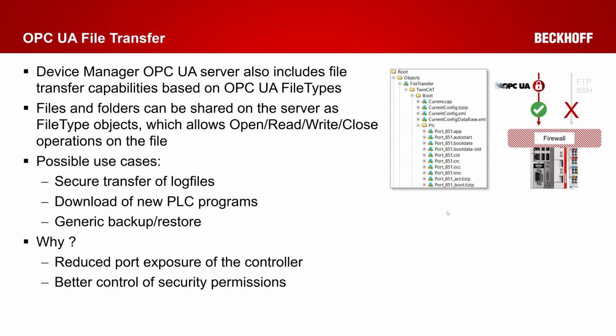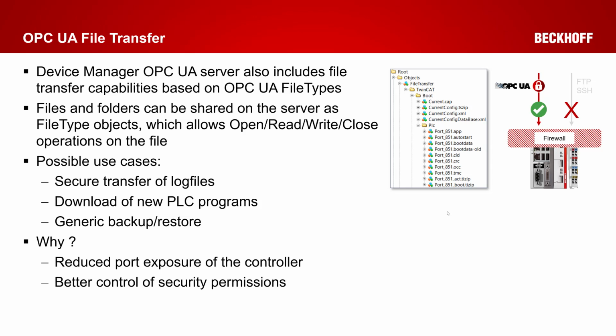So if you now have the requirement to exchange files with the controller, you don't want to open another firewall port just to allow FTP or SSH to exchange files, right? To upload files, download files, whatever your use case says. So if you use OPCUA file transfer capabilities, you can exchange files via the already established OPCUA connection, which is perfect, right? From an IT point of view, you only have one firewall port opened for the OPCUA connection, and you can do both. You can read and write process data, and you can also exchange files with the controller via this one communication channel.